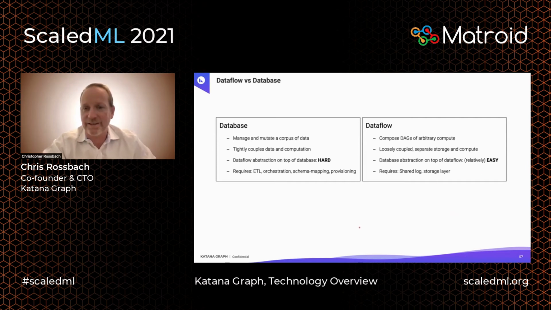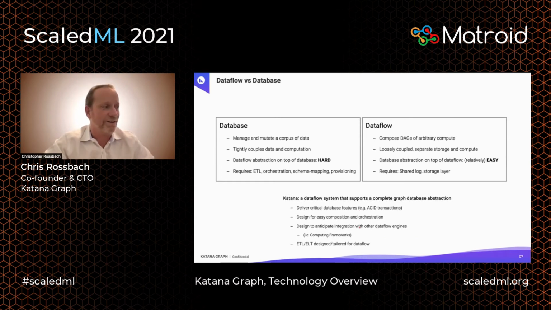And Katana, the Katana Graph Intelligence Platform, is ultimately a data flow system that supports a complete graph database abstraction. And the benefits that derive from taking this approach are that we're able to deliver critical, expected database features like ACID transactions, but it's also designed natively for easy composition and orchestration. It's designed in a way that anticipates integration with other data flow engines like Spark or Ray. And I would argue that challenges around ETL and ELT are also simplified because they're designed and tailored to anticipate transformation along data flow edges.